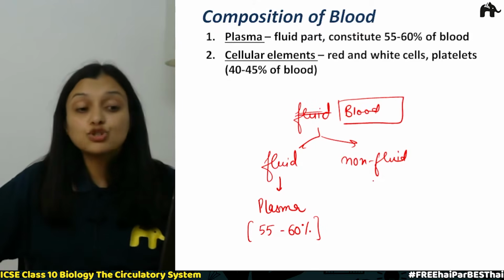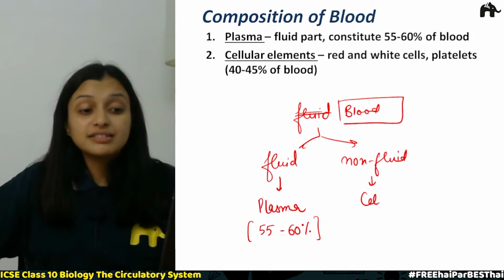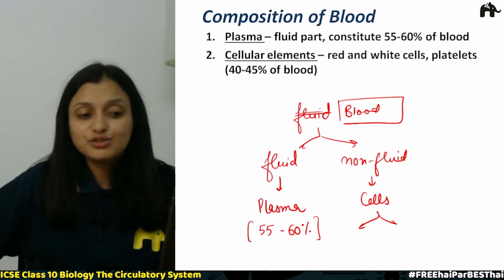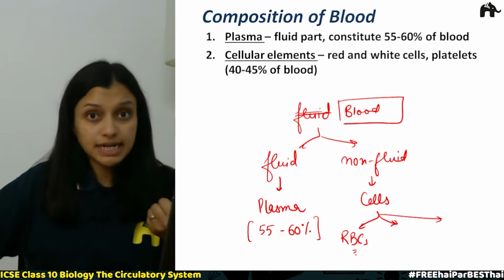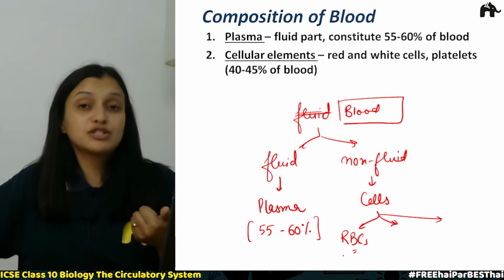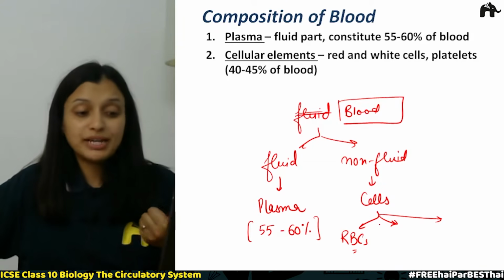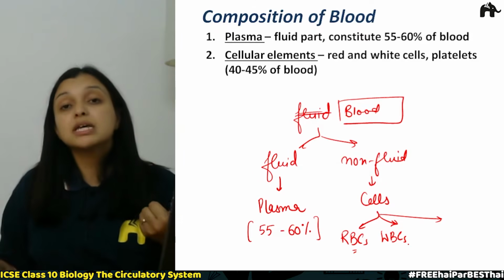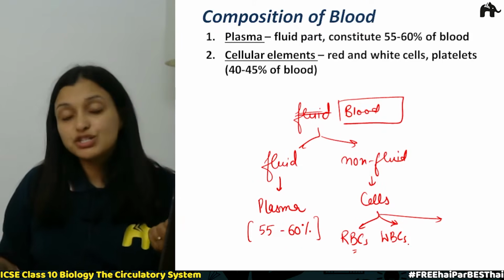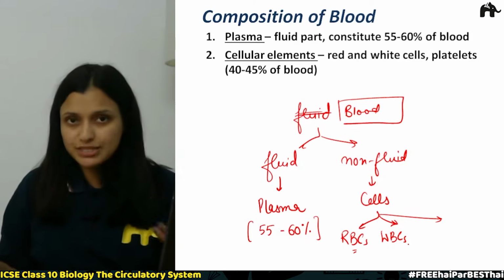Clear? Then there is a non-fluid part. So what is this non-fluid part? Those are the cells. What are these cells? These cells are RBCs. We have already studied they have a very important function in transportation of oxygen and carbon dioxide in our body. Then there are WBCs, white blood cells or white blood corpuscles, which have a very important function in protecting our body against various pathogens, right?